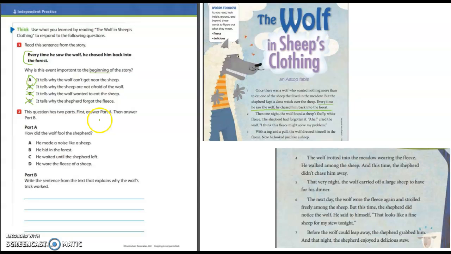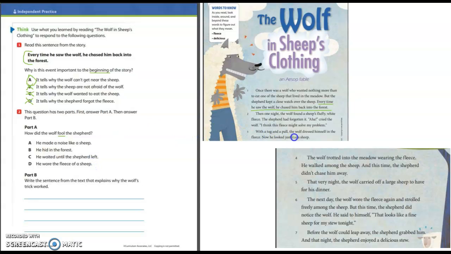This question has 2 parts. First answer part A, then answer part B. How did the wolf fool the shepherd? So I'm looking at this word fool. The word fool means to trick. So how did the wolf trick the shepherd? So we have, he made a noise like a sheep, he hid in the forest, he waited until the shepherd left, or he wore the fleece of a sheep.